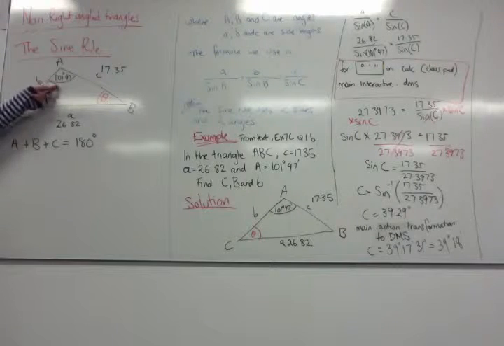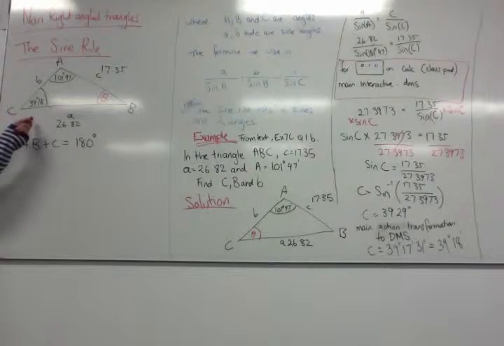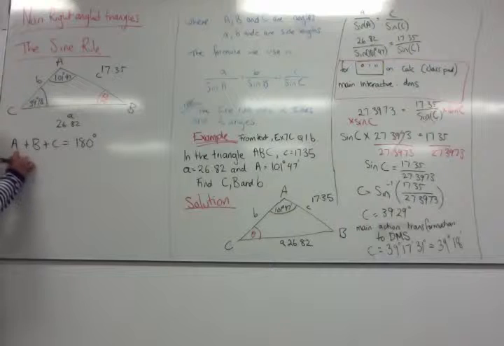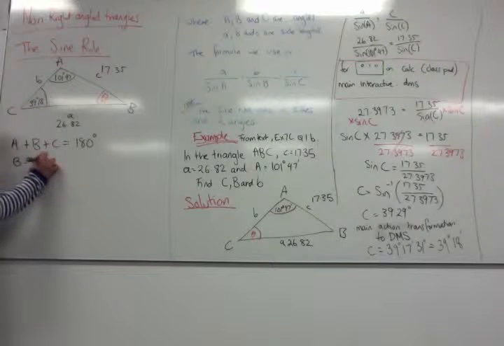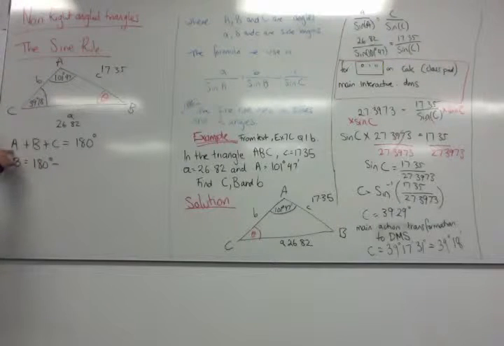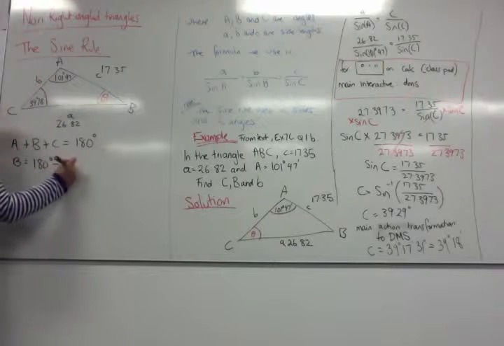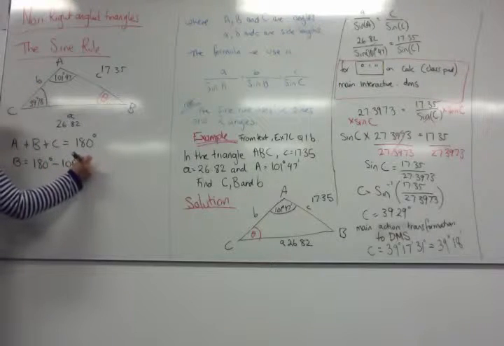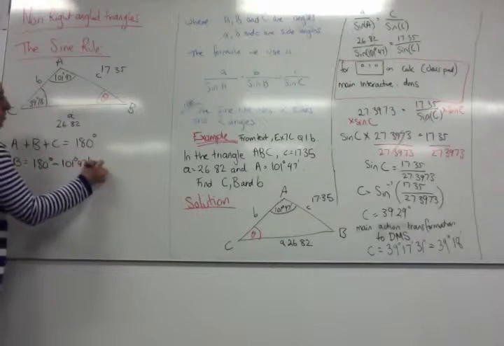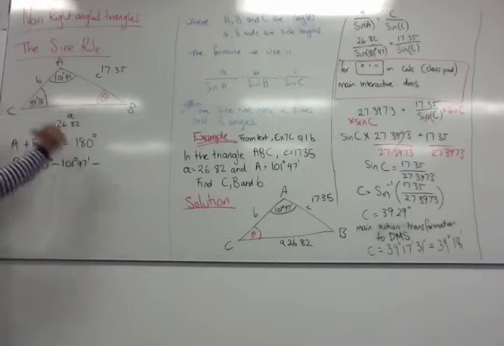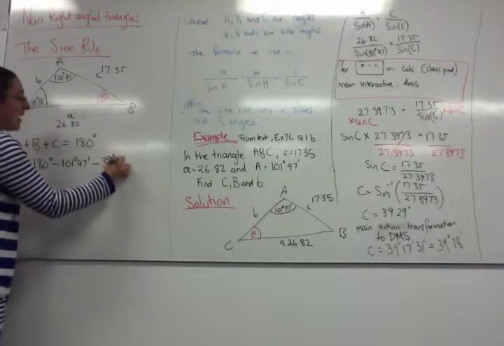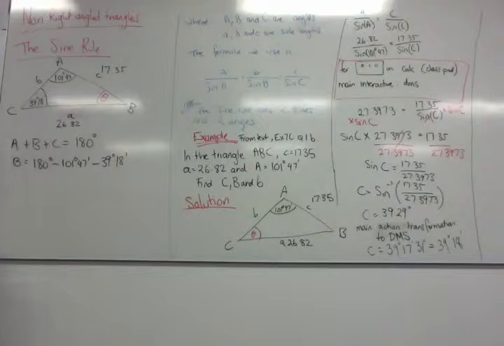You know what A is, and you know what C is. So you just take it away? We can just take them away from 180 to find out what B is. So B is going to be equal to 180, take away whatever angle A is, so the 101 degrees, 47 minutes. And we can also take away what angle C is, 39 degrees, 18 minutes. How do you do that on the calculator?